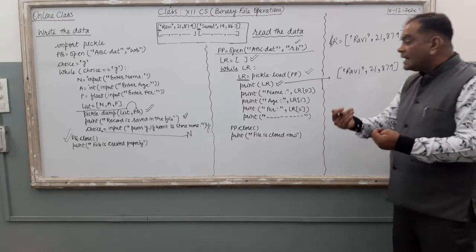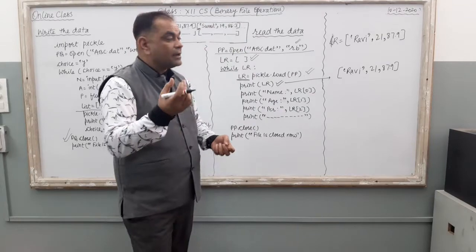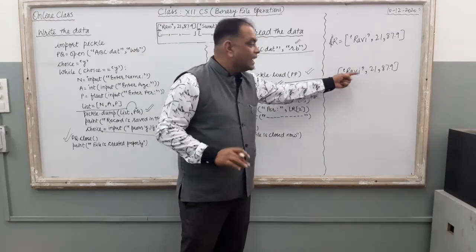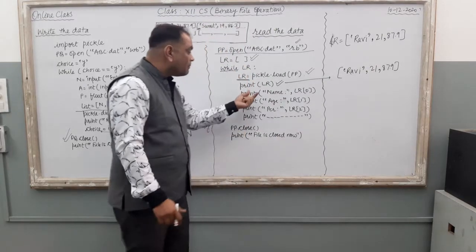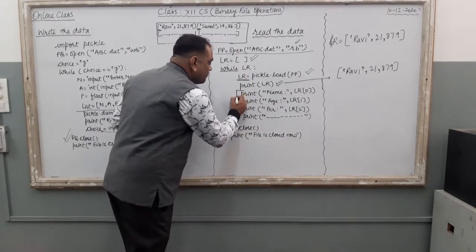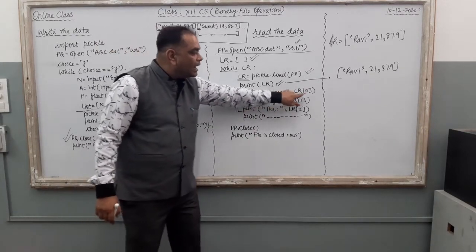Right? Now the second type of command is when you want to show the data part by part. First only the name comes, then the age will be there, then the percentage will be there with the proper message. So now what did you do? Just see the three packets, print name comma LR0.